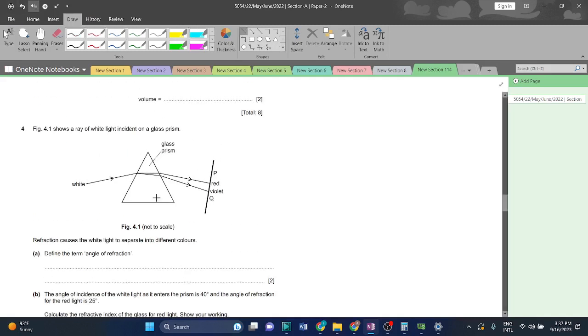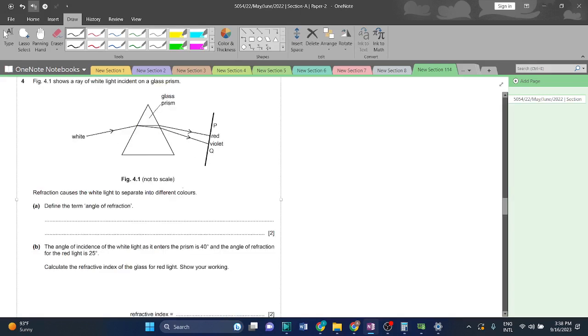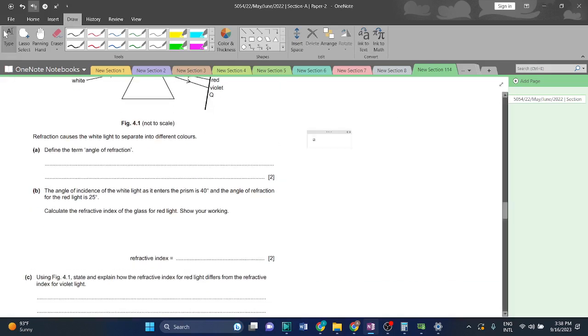The angle of refraction will be the angle made between the normal and the refracted ray. If we draw the normal, this is the normal. So, the angle made between the normal and the refracted ray. This will be the angle of refraction for violet and this will be the angle of refraction for red. The angle between the refracted ray and the normal. So yeah, we write this down: angle formed between the refracted ray and the normal.